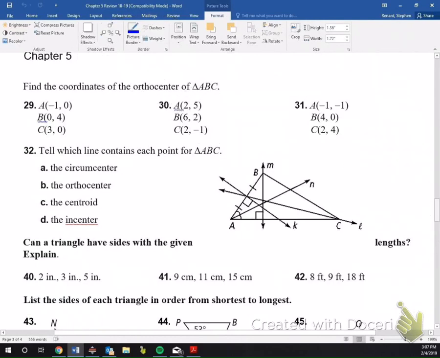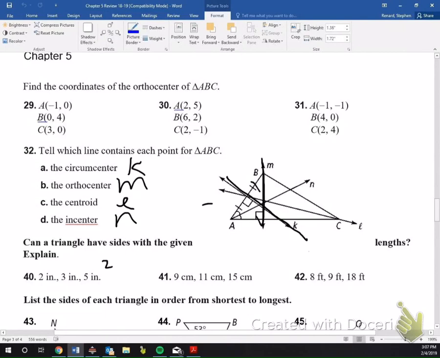Okay, 32. Tell which line contains each point. So here, what I would do if I were you is pull out my little chart. It shows the circumcenter is the perpendicular bisectors. So perpendicular bisectors, let's find one. Well, that's right there, because it goes through that line halfway at 90 degrees, perpendicular bisector, K. Orthocenter is the altitudes, right there. That point of concurrency, where all 3 altitudes meet, has to be on line M. The centroid, line L, and the incenter, line N.